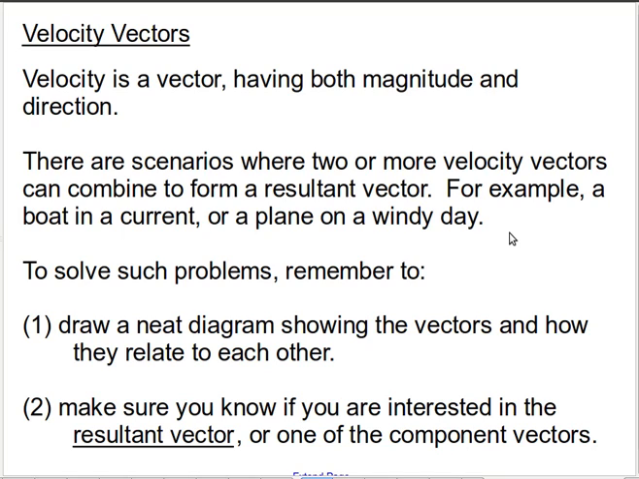When you're working on problems like this, a couple of things to keep in mind will help you be more successful. As always, a neat diagram is a good idea, showing how the vectors relate to each other. Then, if necessary, continue your diagram to show any kind of resultant velocity that you're looking for. The other thing to keep in mind is to know whether you're looking for the resultant vector, or you might be given the resultant vector and be asked to find information about how you got there. So we'll do examples covering each of those two scenarios.